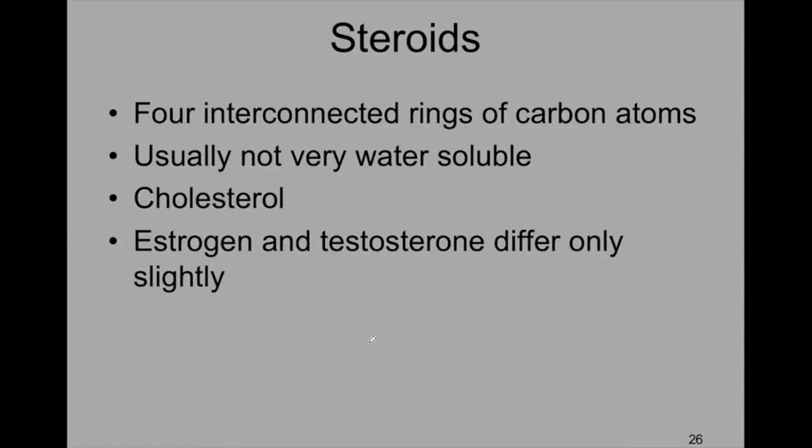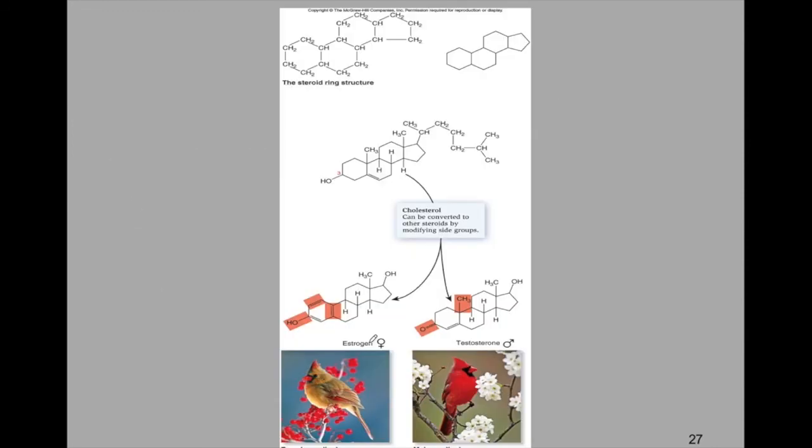Steroids are our third classification of lipids. They are made up of 4 rings, carbon rings, all interconnected and joined together. They tend to not be very water soluble. Cholesterol is our prime example, and some hormones. Hormones come from usually cholesterol, which is a steroid. So we have estrogen and testosterone, which are structurally incredibly similar. They really only differ in a small amount. So here on the left we have estrogen, and here on the right we have testosterone. And cholesterol is what is converted into these different hormones.